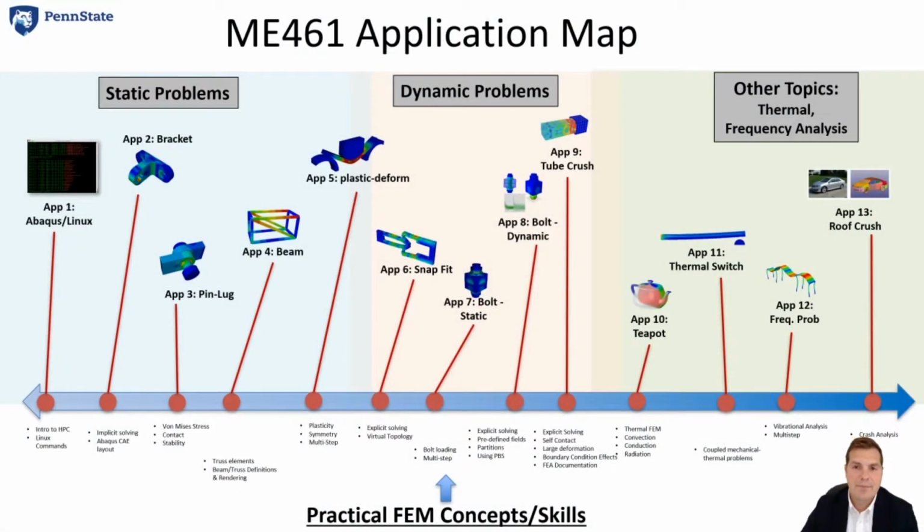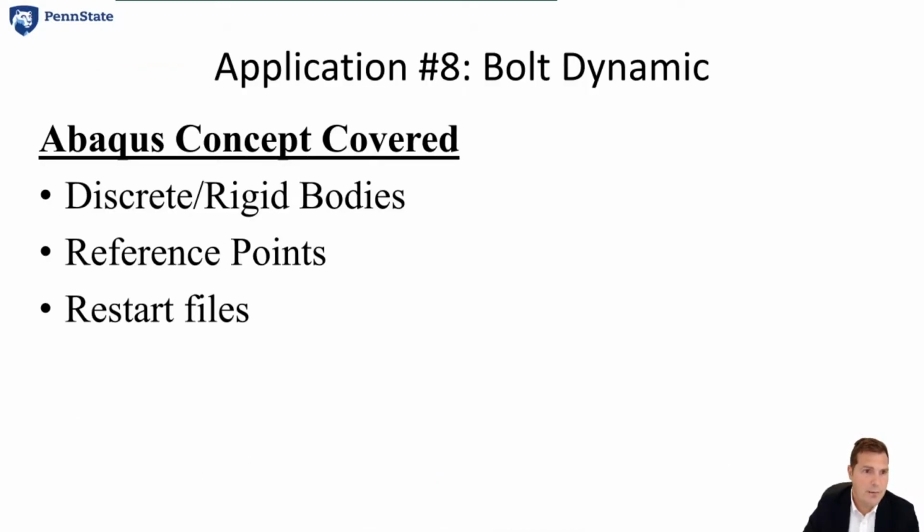Hello, welcome back. So today we're going to work on application 8, which is the dynamic bolt problem. We're actually going to take the assembly we modeled last time and drop it. We're going to use a couple of interesting features here from the practical point of view in finite elements. And those are primarily covered here.